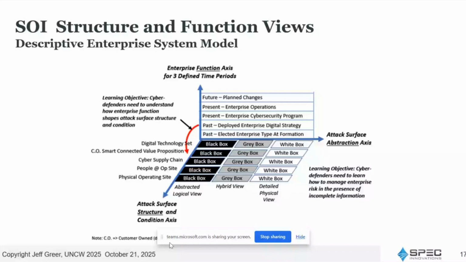And the main thing is you can't think of your system of interest statically. You also need to look at it dynamically. You need to understand how the function of, in this case, the enterprise, can impact the attack surface structure. So for this diagram, I look at enterprise behavior past, present, and future. And this is a really useful approach for cyber risk management strategy design.